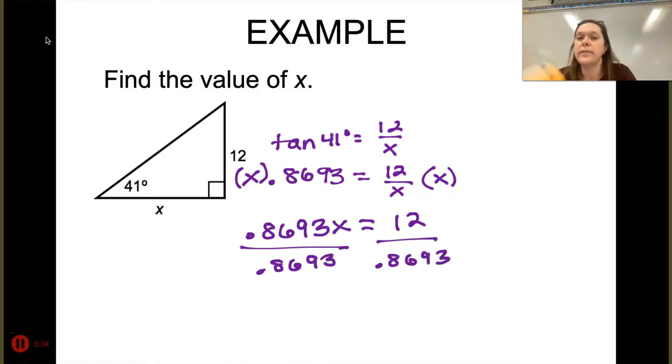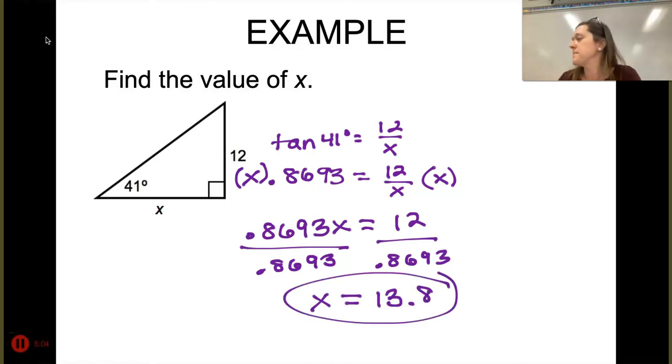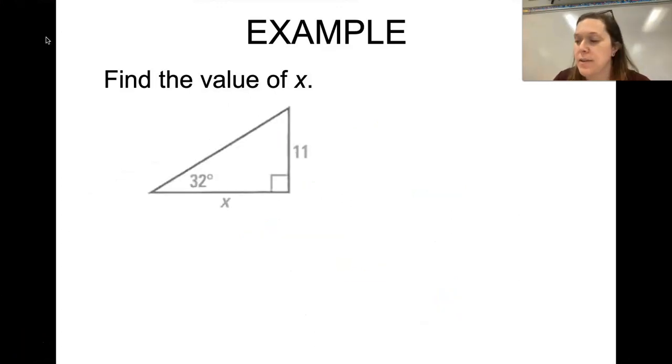0.8693, and then using my calculator, 12 divided by 0.8693 is approximately, if I round to one decimal place, 13.8 would be my final answer there. Pretty cool, huh? All right, let's do another one.